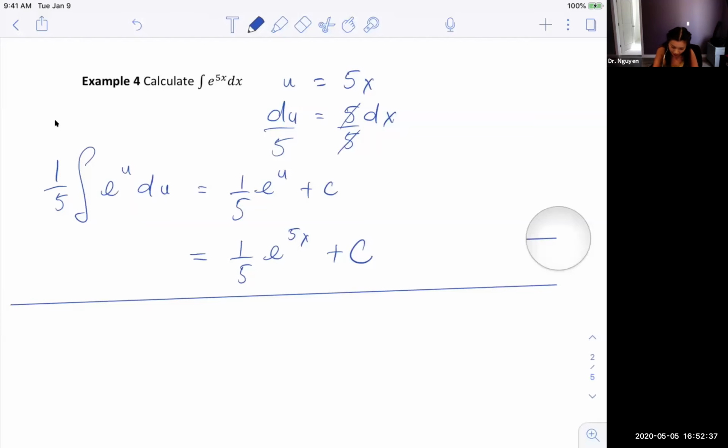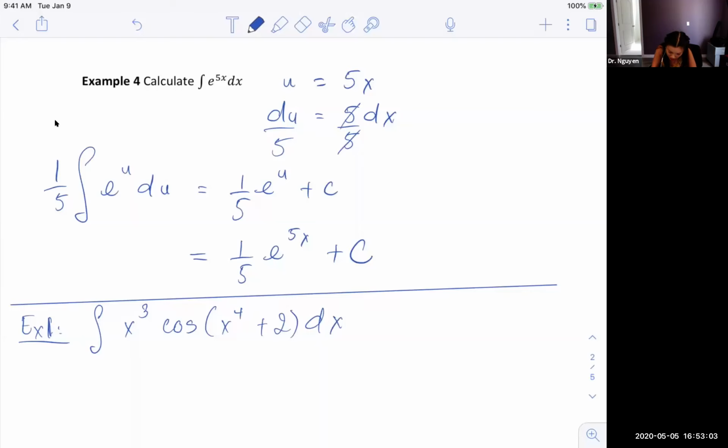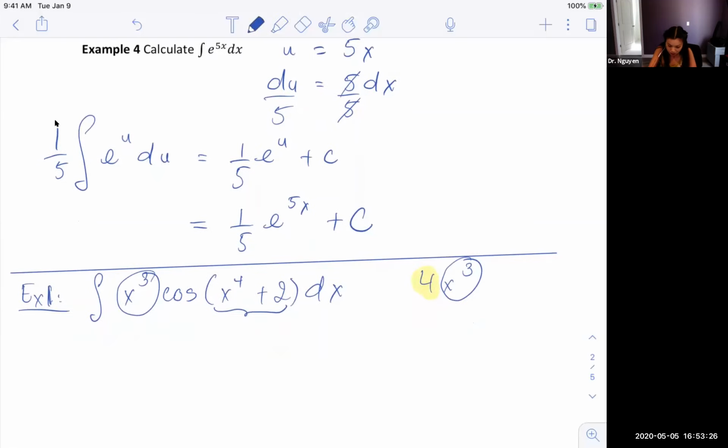So for example, I have example 1 that I forgot. So it's this one: x cubed cosine of x to the 4th plus 2 dx. Okay, so when you look at the problem, you try to take the derivative of that. And then if you take the derivative of that, you should end up with 4x cubed. We have that x cubed and that x cubed here. So you know that 4 is something that you have to get rid of. Okay, so from the very beginning, you can just put 4 outside. So 1/4 like this, because I have to get rid of it, right?